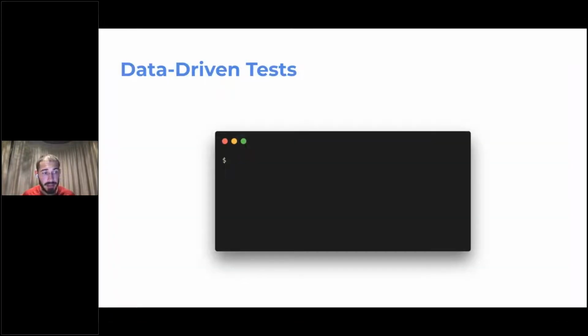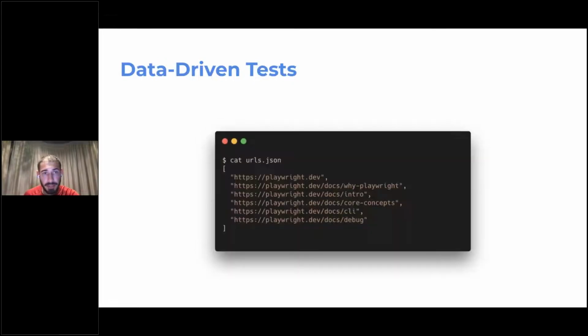So next thing here that I want to touch on is called data-driven tests. This is something that comes up regularly in our Slack channel, so I want to address it. Consider you have a urls.json file that has a bunch of URLs that you want to make sure don't time out for your website.